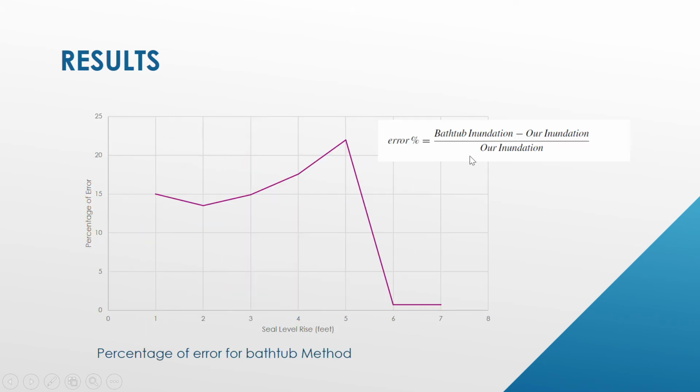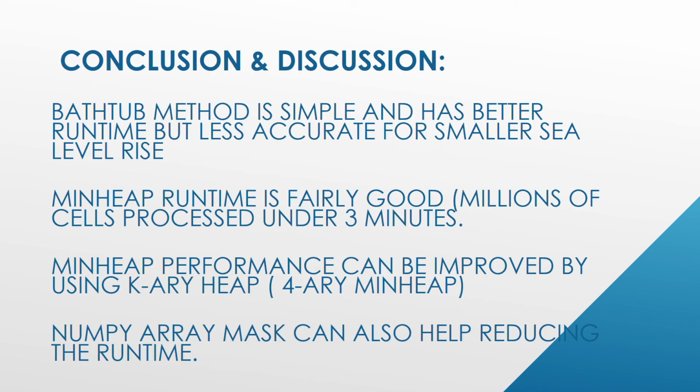Here we're showing the error percentage of the bathtub approach. The bathtub approach is very error prone. For the sea level rise from 1 up to 6 feet, it has 15% error. So for the conclusion of this study, the bathtub approach is simple and has a better runtime, but is less accurate for small sea level rise.